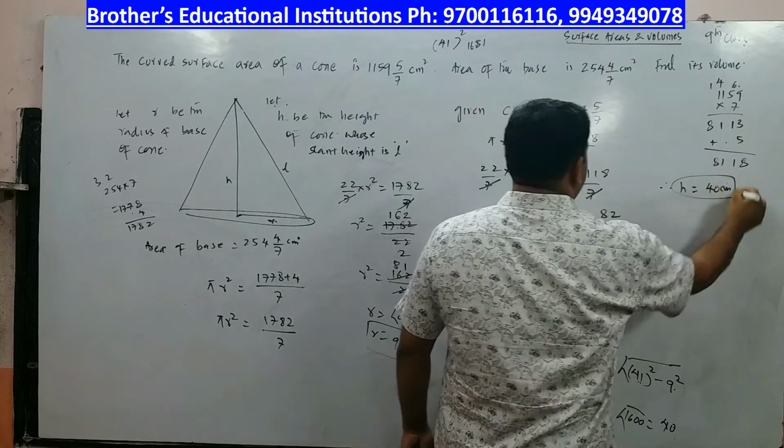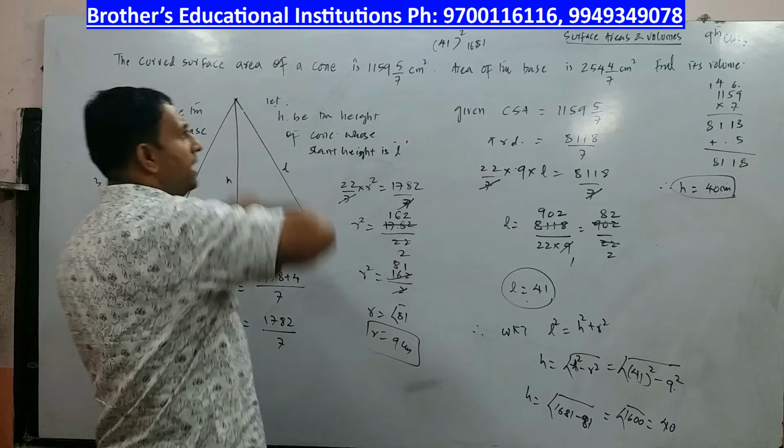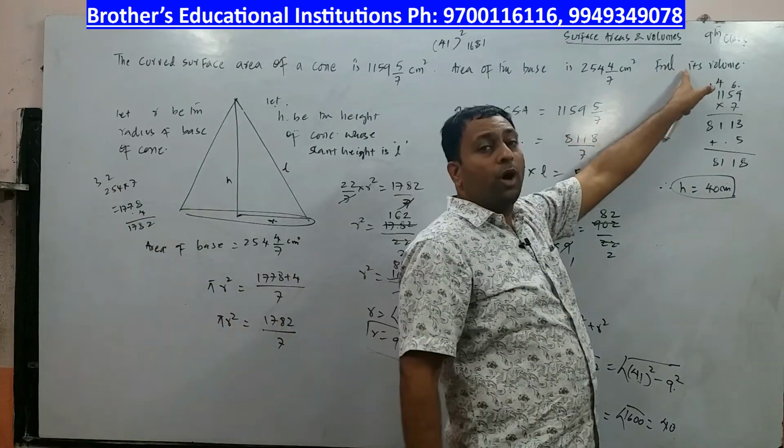Meters or centimeters? Centimeters. Now our problem is not yet done. What is the question asked? Curved surface area is given to you. Area of the base is given to you. Both are used. I am supposed to find the volume of the cone.